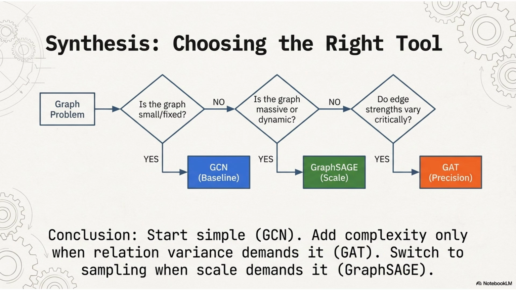Here is the synthesis: choosing the right tool. Graph problem: is the graph small or fixed? Is the graph massive or dynamic? Is edge strength very critical? Here we show the graph convolutional network as the baseline, and graph sampling and aggregation for scale. The graph attention network is for precision. Start simple, and add complexity only when relational variance demands it. Switch to sampling when scale demands it, as in graph sampling and aggregation.